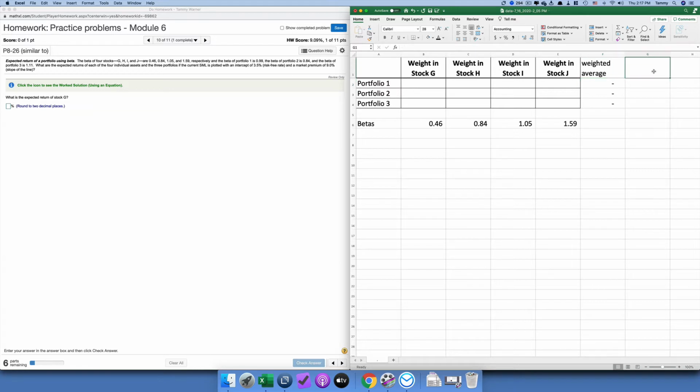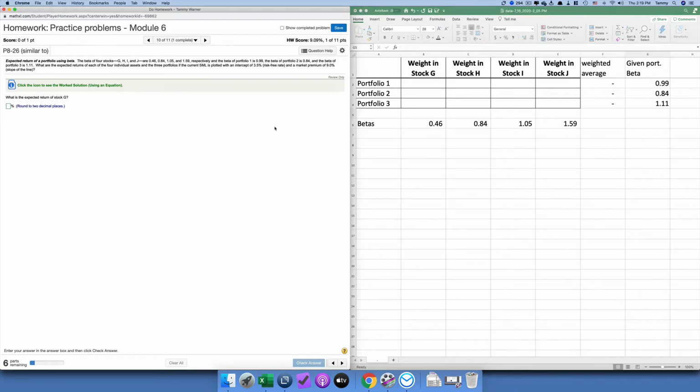All right, so let me just make a new column, say given beta, portfolio beta. Okay, so that's 0.99 and 0.84 and 1.11. Now, in order to address this, right, we have to look at the equation for the security market line.